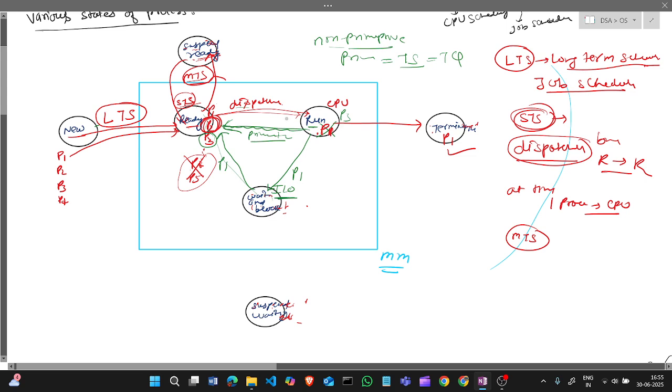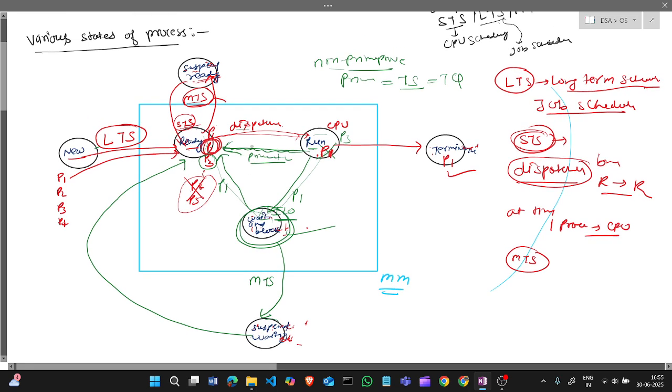Now let's say several jobs one by one go to IO, and this is filled up fully. Then some of the processes are going to the suspend wait state. This is the secondary memory, and this is done through the MTS, the midterm scheduler. And these processes then go directly to the ready state. So this is the state diagram of a process.